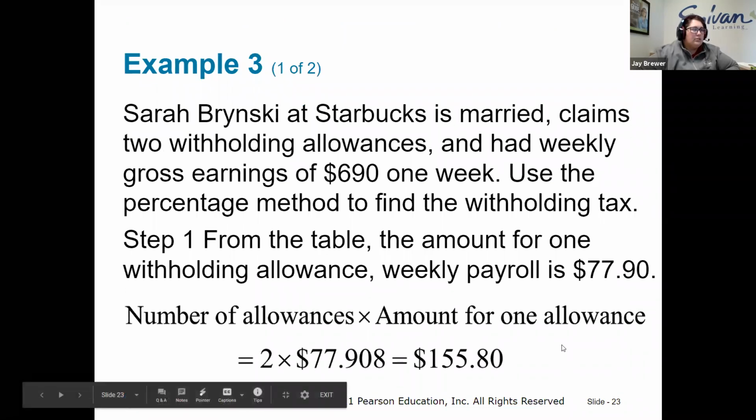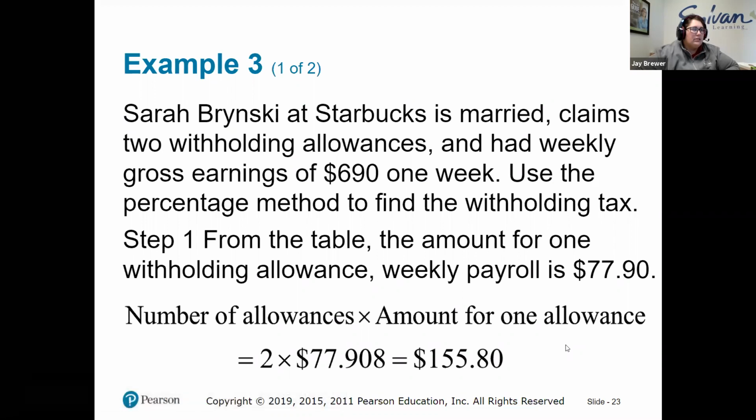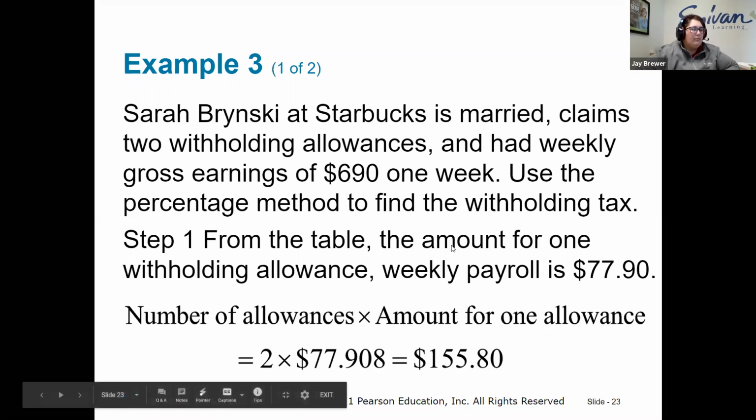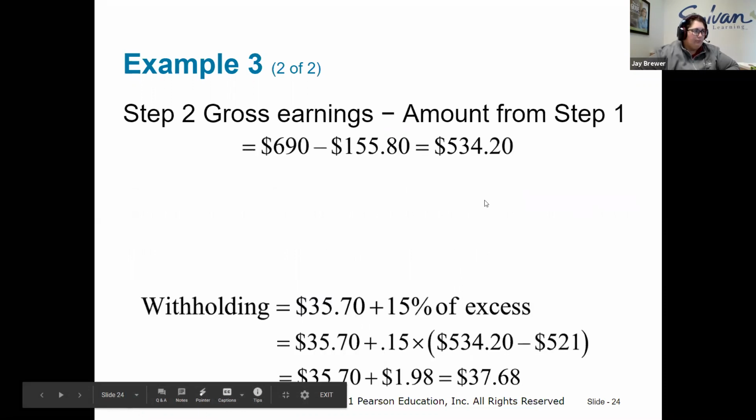So Sarah, at Starbucks, is married, claims 2 withholding allowances and had weekly gross earnings of $690 1 week. Use the percentage method to find the withholding tax. From the table, the amount for 1 withholding weekly is $77.90. Multiply that by the 2, so then she's getting $155.80 withheld.